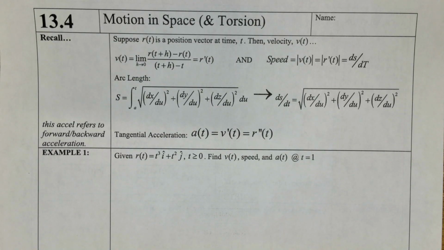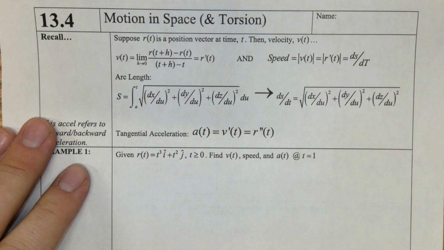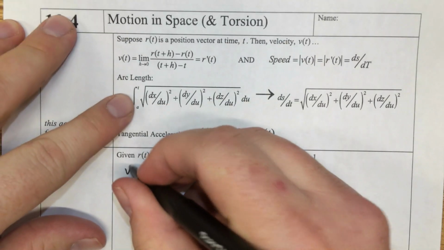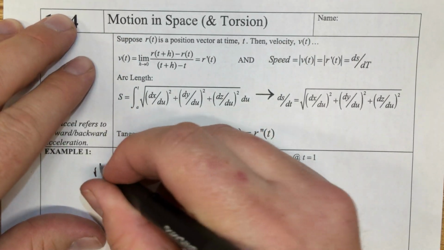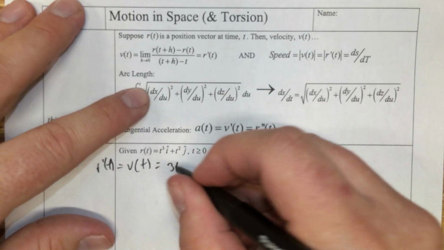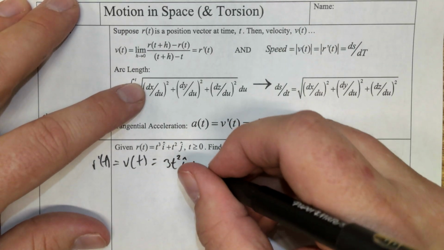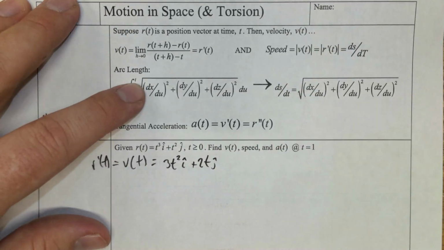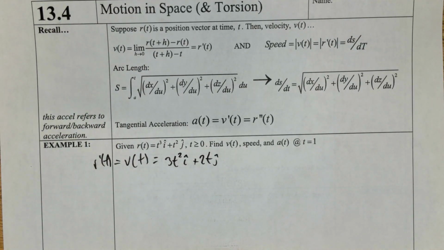Let's do a little bit of math here, folks. To go from position to velocity, I take my derivative. V of t, which we would also call r prime of t. Well, that thing is just three separate derivatives. 3t squared in the i direction, 2t in the j direction. Ta-da. How would I find speed?